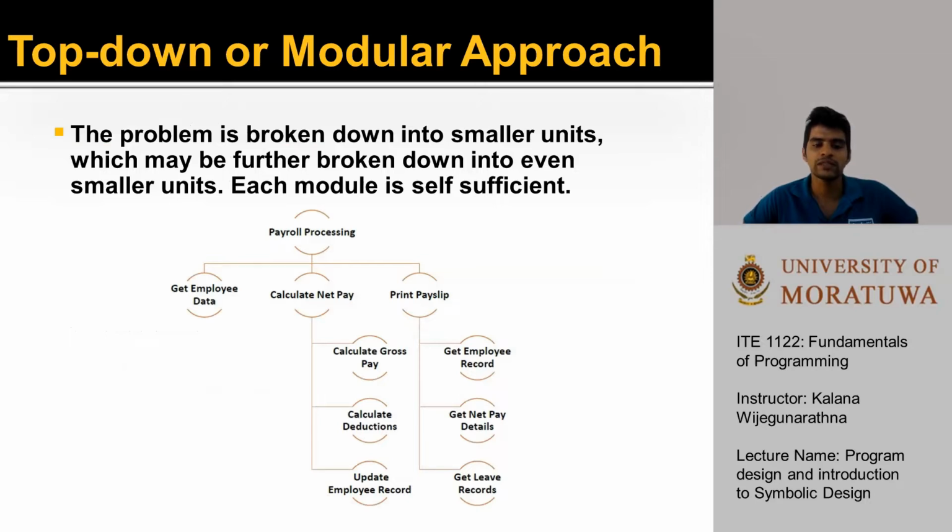Breaking down of a payroll processing system using a top-down approach is shown in the diagram. Notice how the payroll processing system is broken down into three modules, namely get employee data, calculate net pay, and print payslips. Modules like calculate net pay are further divided into smaller modules like calculate gross pay, calculate deductions, etc. These small modules are needed to build the larger calculate net pay module, and in turn build the whole payroll processing system.